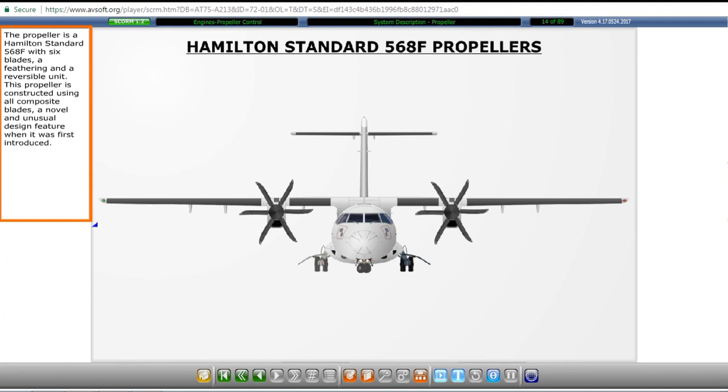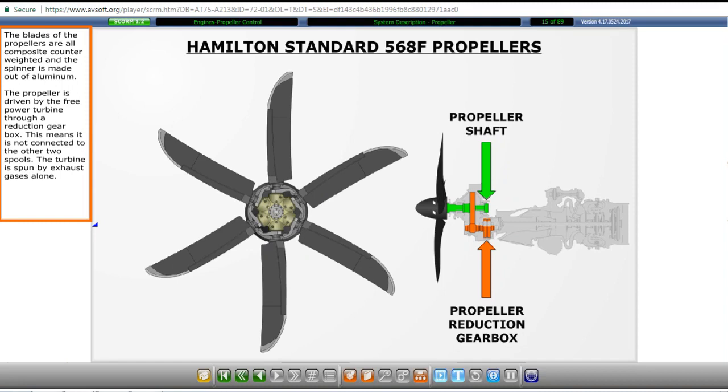The propeller is a Hamilton Standard 568F with 6 blades, a feathering, and a reversible unit. This propeller is constructed using all composite blades, a novel and unusual design feature when it was first introduced. The blades of the propellers are all composite counterweighted, and the spinner is made out of aluminum. The propeller is driven by the free power turbine through a reduction gearbox. This means it is not connected to the other two spools. The turbine is spun by exhaust gases alone.